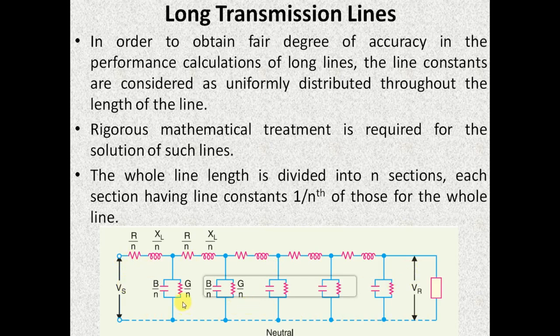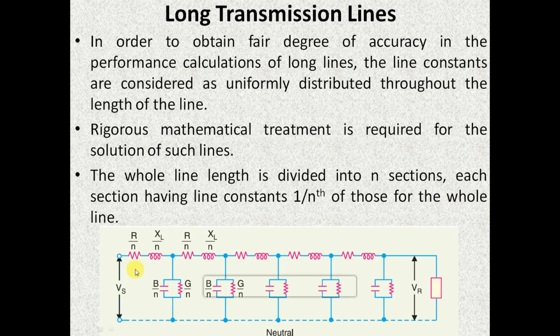The long transmission line is divided into n sections, and each section has parameters 1 by nth of those for the whole transmission line. If you consider this section, the resistance of this section is 1 by n of the total resistance of the transmission line. Similarly, with the case of inductive reactance, susceptance and conductance, the analysis of long transmission line is conducted by using the rigorous method.